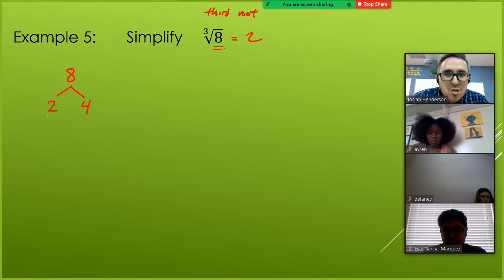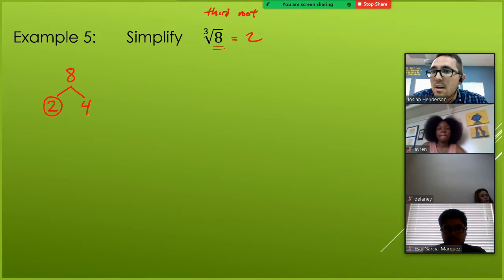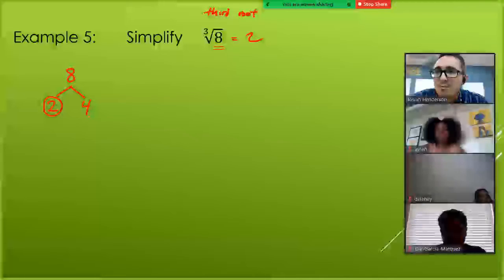Perfect. Can I break 2 down any further? Not really, because 2 is just 2 times 1. So when I get to a prime number where it's just a number times 1, I'm going to circle it and ignore it for now and move on to the other options. So 4, can I break that down further? Yeah, that's 2 times 2.